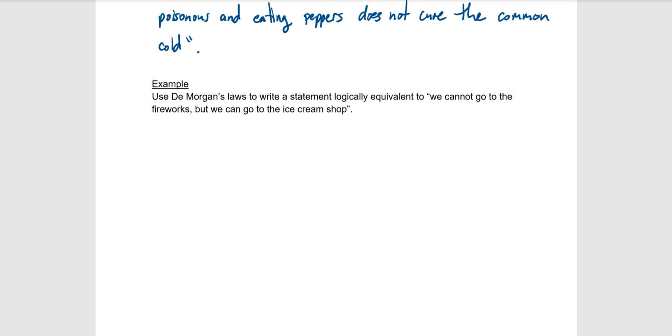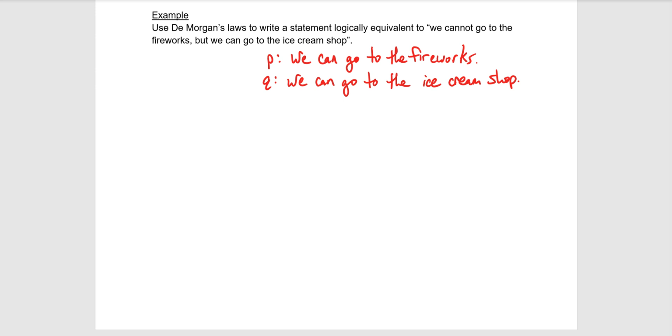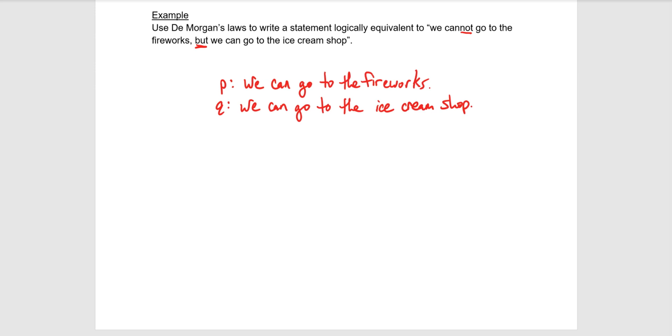Okay, let's do one more of these. Let's use De Morgan's laws to create a statement equivalent to we cannot go to the fireworks, but we can go to the ice cream shop. So let's determine what's going to be P and what's going to be Q. So let's have statement P be we can go to the fireworks, and Q is we can go to the ice cream shop. Once again, ignoring the negations. So this is going to be a conjunction. Let me just move this down a little bit. So it's going to be the conjunction, not P and Q.